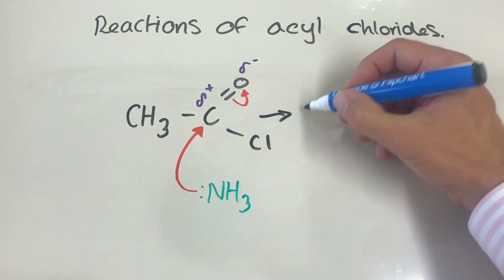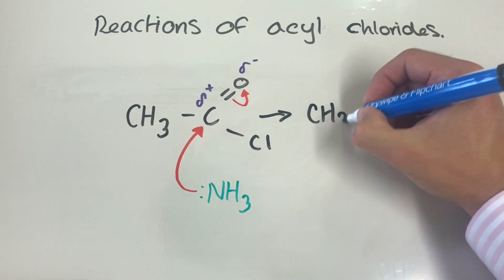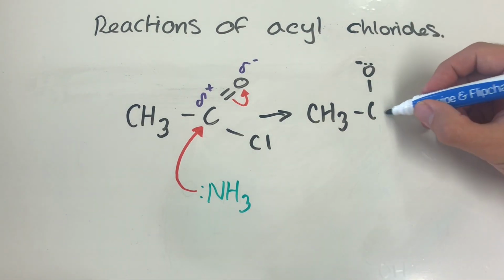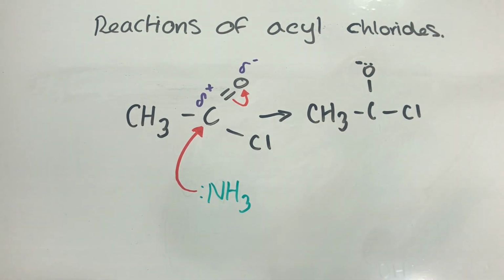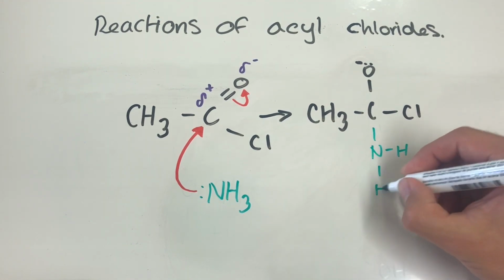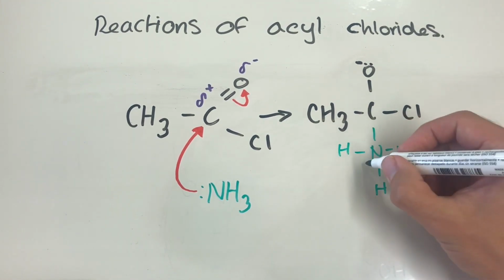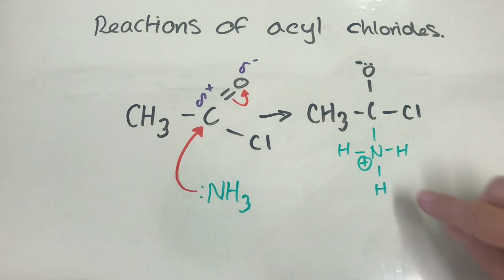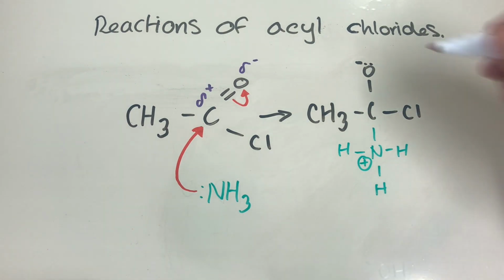So our intermediate, we've got the CH3 here, the C, oxygen with the lone pair, the negative charge. The chlorine's still there in our intermediate, and we have ammonia attached as well. And as it was with water, there's going to be a positive charge on the nitrogen this time for our intermediate. The molecule will then collapse back in.